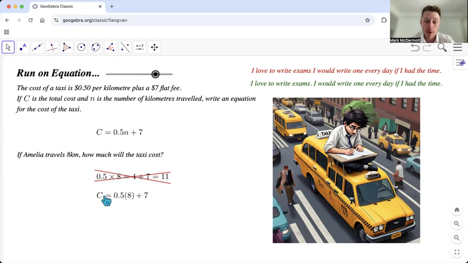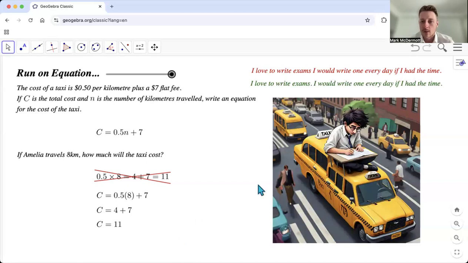In any case, if we do it properly, we would write C equals 0.5 multiplied by 8. Putting this 8 in brackets just means we're multiplying by 8, and we're going to add 7. Notice we're now working down the page, and we've got C on the left-hand side. So C equals 4 plus 7, so C equals 11. So Amelia, to travel 8 kilometers, will be charged $11.